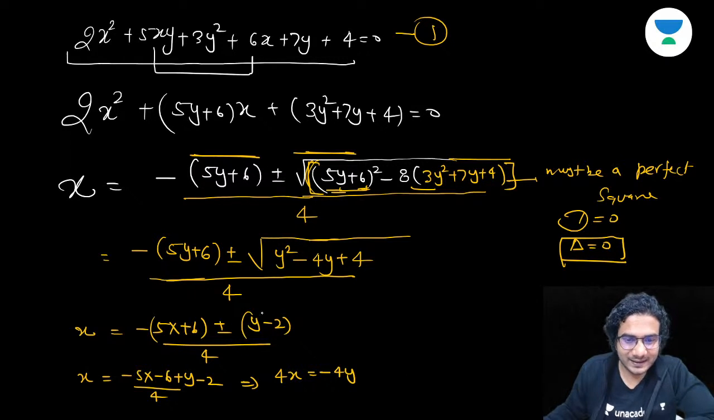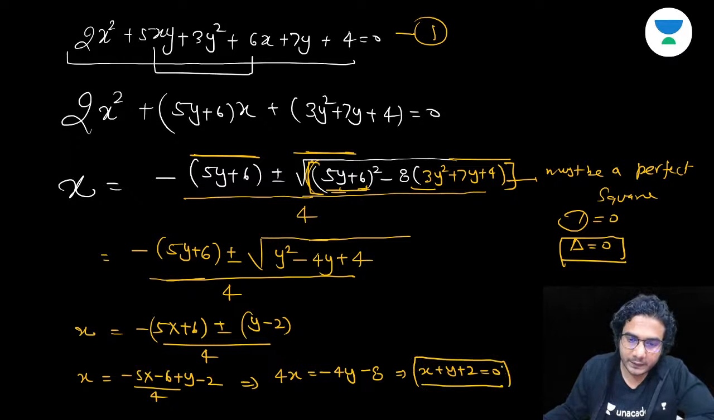So minus 6 and minus 6 and minus 2 is minus 8. 4 you can cancel, so finally you can write x plus y plus 2 is equal to 0. All right, this is the same line, right, which we were getting earlier.